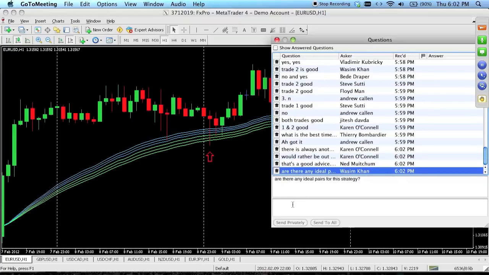Yes. Wasim, are there any ideal pairs for this strategy? Ideal pairs for this strategy is all the pairs that have small spread. Okay, that makes it Euro-Yen, Euro-USD, sometimes Pound-Dollar. I believe those would be the tightest spreads. Okay, don't worry about the spreads. I'm going to teach you guys a technique on how you can take this into your favor where you can maximize your profit. And many of you guys from my social network who trade with me every day in the chat room already know what I'm probably going to be bringing up here in terms of correlation. All right, so we've got 27 minutes to this webinar. Let's use the time wisely and let's continue.